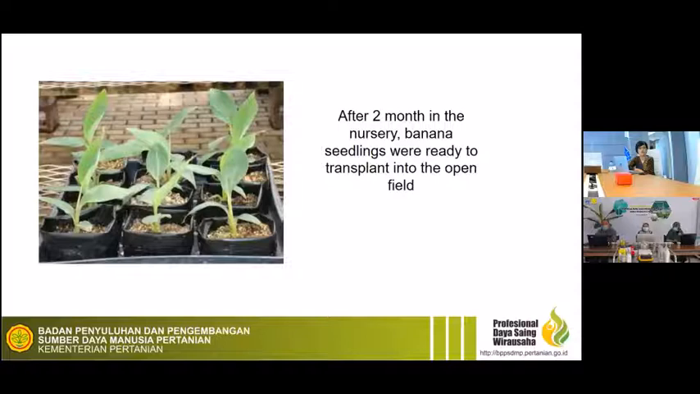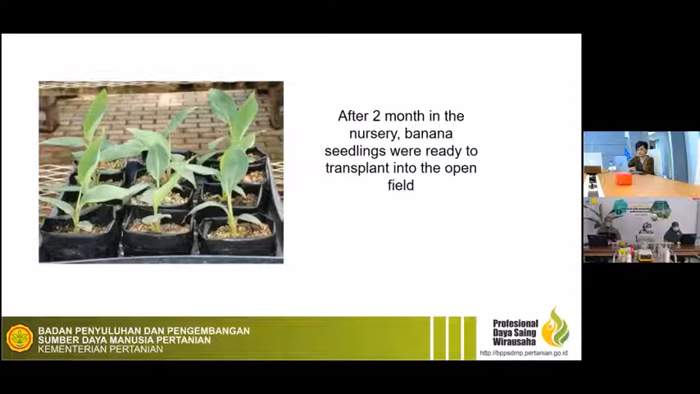So after about 2 months in the nursery, the banana seedlings are ready to transplant into the open field. This is the key to successful weaning, to keep young sensitive plants free from any form of environmental stress.